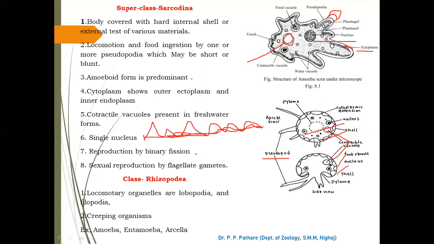Examples: amoeba, arcella. This is a photo image of arcella, and Entamoeba. This is a very well known example of superclass Sarcodina and class Rhizopodea.